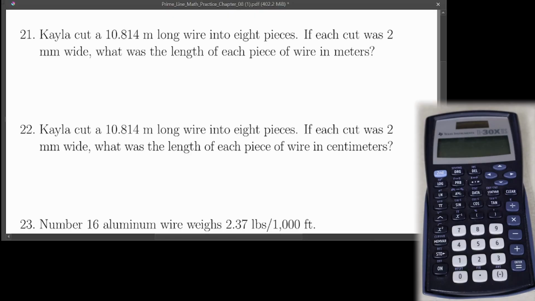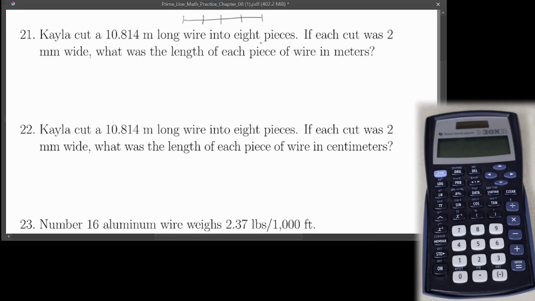All right, problem 21. We have an issue here. We are cutting a long wire. It's 10.814 meters long, and we're cutting it into 8 pieces. One difference here is that every time we cut it, it's like we're using a grinding wheel or something that creates a kerf that's 2 millimeters wide. So with each cut, we're going to lose those pieces. Visually, if we have one piece of wire, if we cut it into 2 pieces, we've made 1 cut. If we cut it into 4 pieces, we've made 1, 2, 3 cuts.